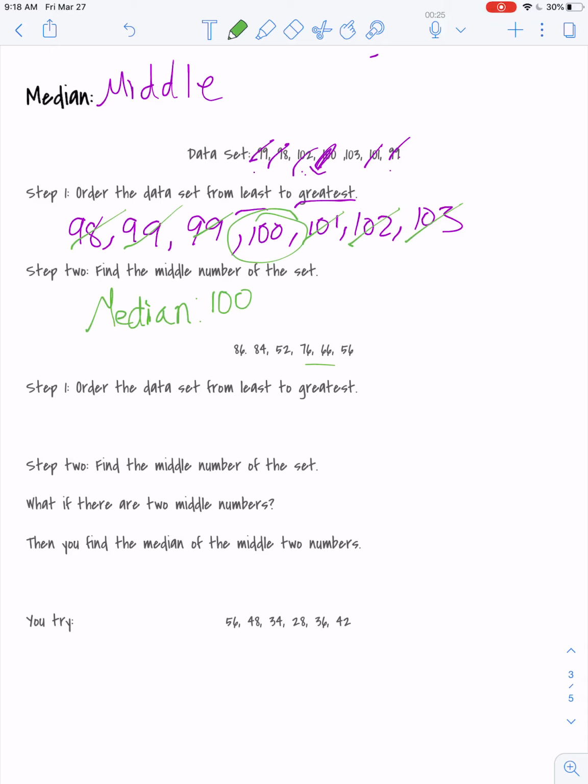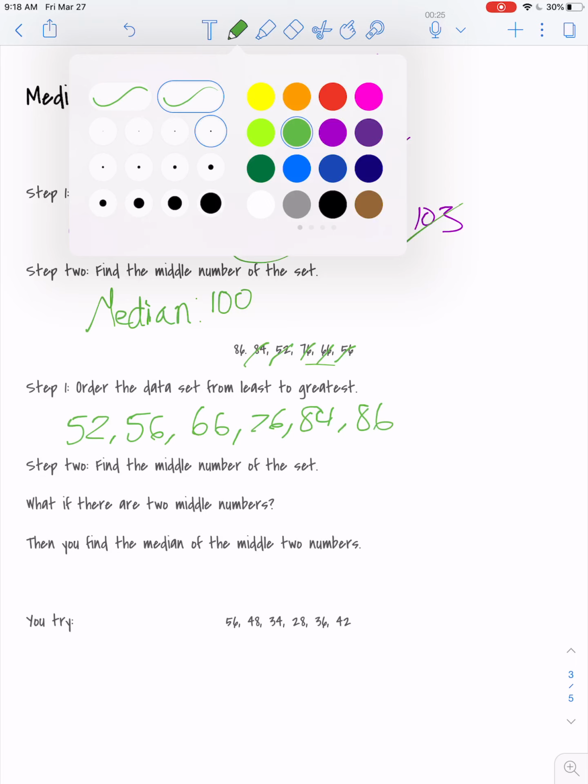Once again, we have to order our data set from least to greatest. So our least would be 52. Then we go to 56. Then we go to 66, to 76, to 84, to 86. So now we have our numbers listed from least to greatest.